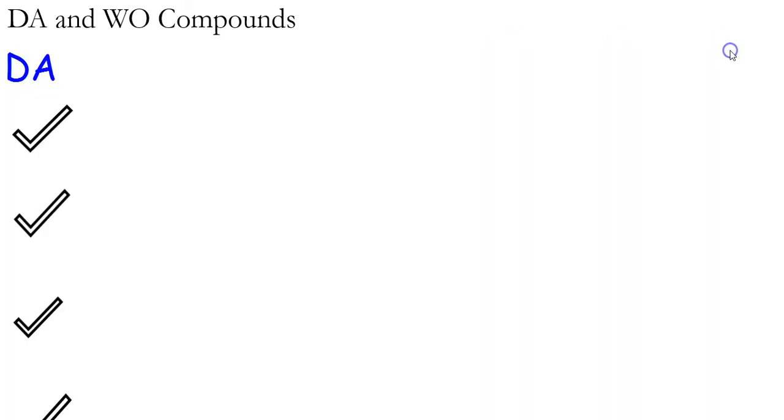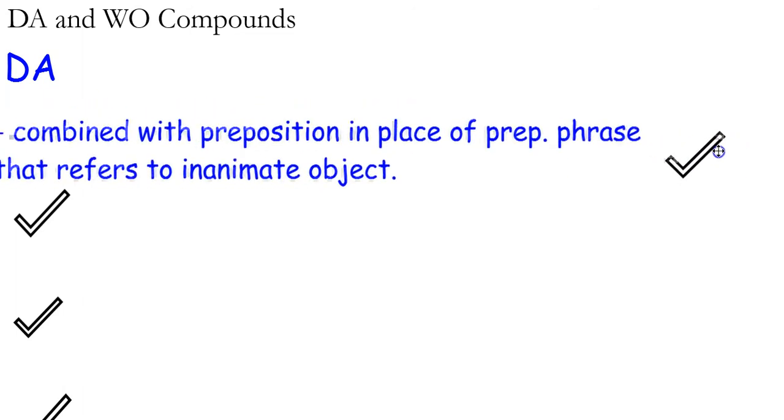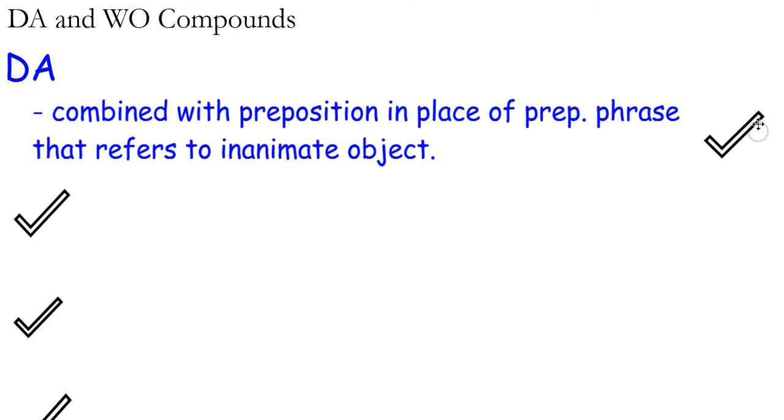Da and wo compounds. First, we're going to look at da. The first thing to note is that da is combined with a preposition in place of the prepositional phrase, and it refers to an inanimate object. So we're going to combine da with a preposition. And when we do that, it takes the place of the prepositional phrase. You'll see that in just a minute.